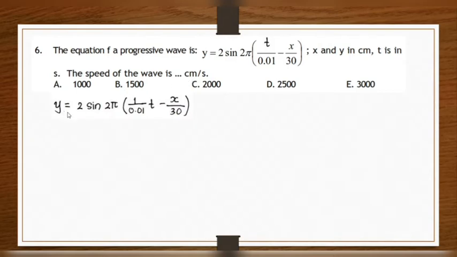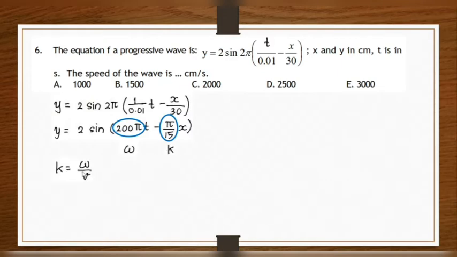First, we have to see the equation y equals 2 times the sine of 2 pi times (1 over 0.01 t minus x over 30). Multiplying 2 pi into the brackets, we have y equals 2 times the sine of (200 pi t minus pi over 15 x). This 200 pi is the omega, and this pi over 15 is the k.